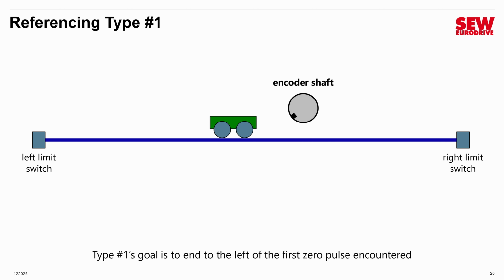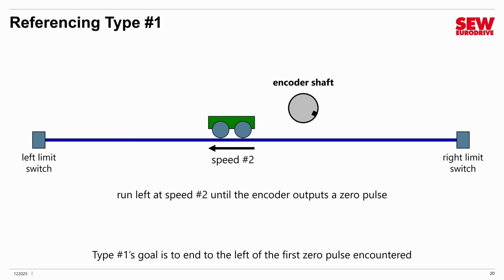Here's type 1. Its goal is to wind up to the left of the first zero pulse encountered. So in this case, all you do is you run at the slower speed until you get the zero pulse, and then you stop, sort of like this. All right, that is one referencing type.